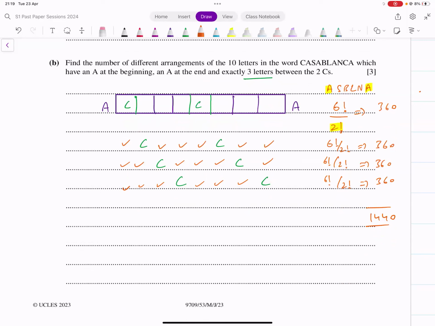Any problem with this? Can we do 4P1? 4P1, 4P1. What do you mean by that? For what? 4P1 for what?